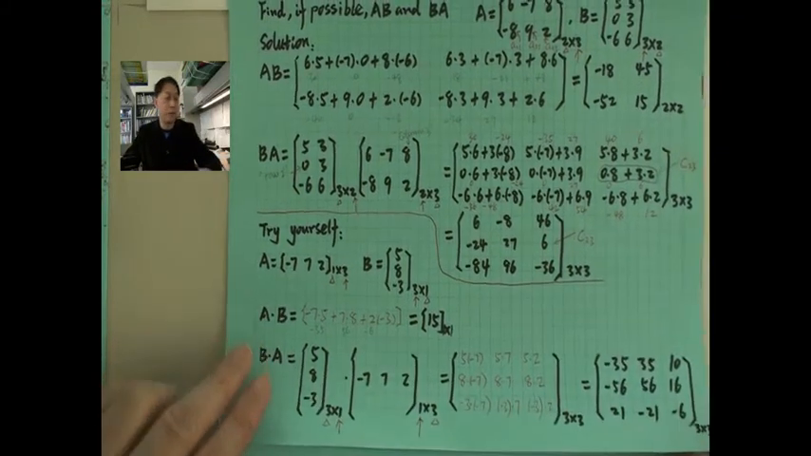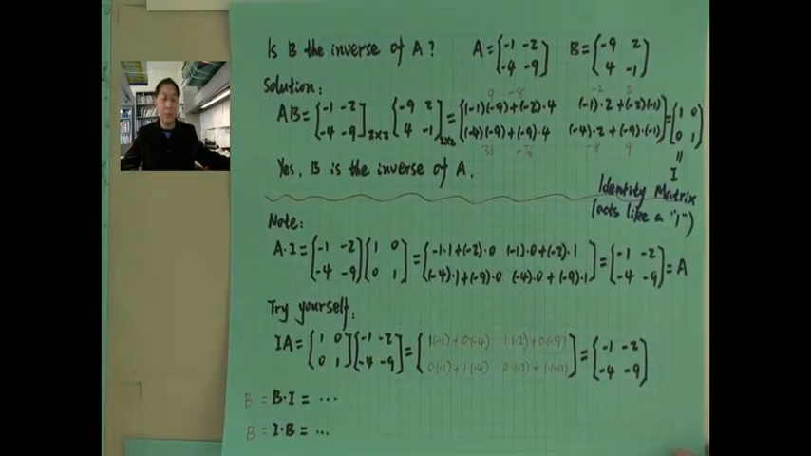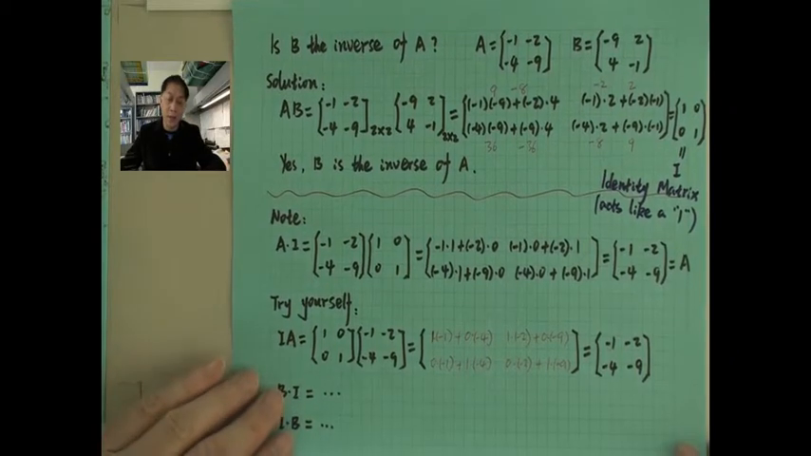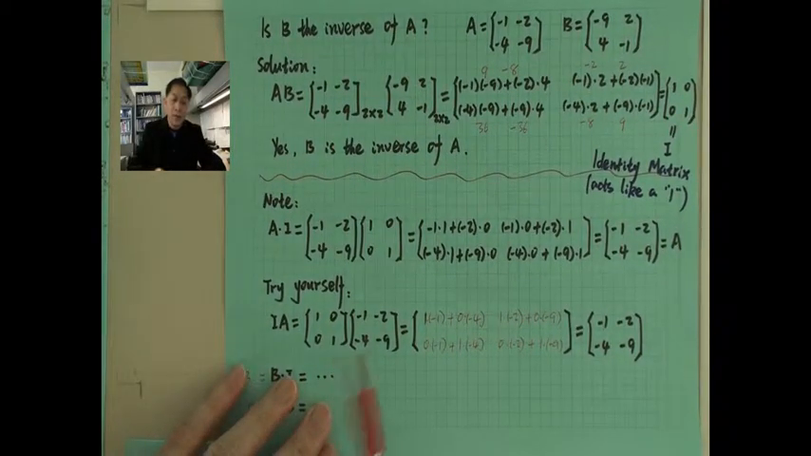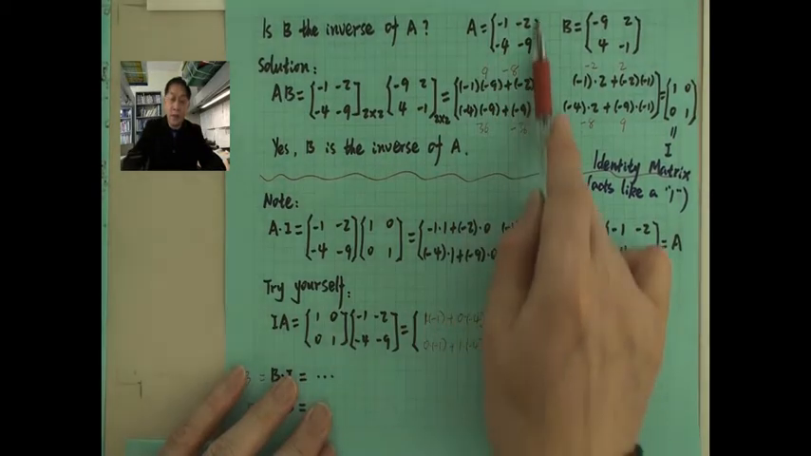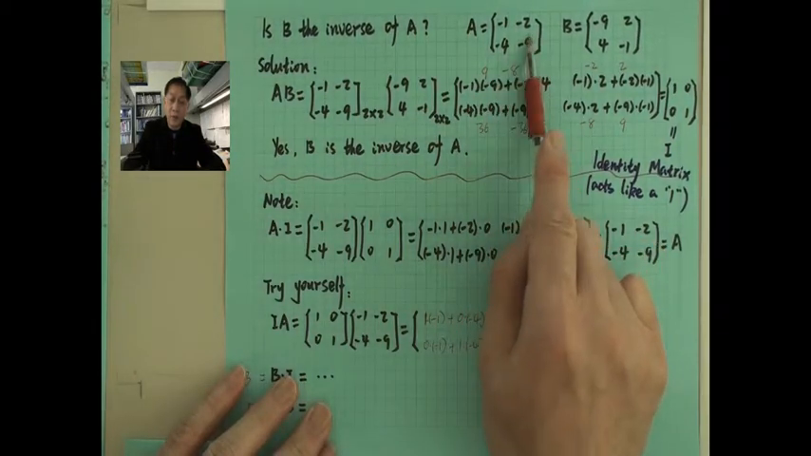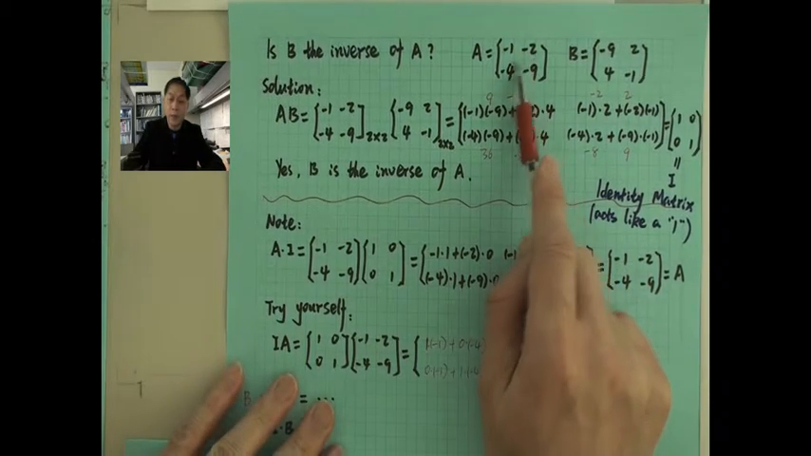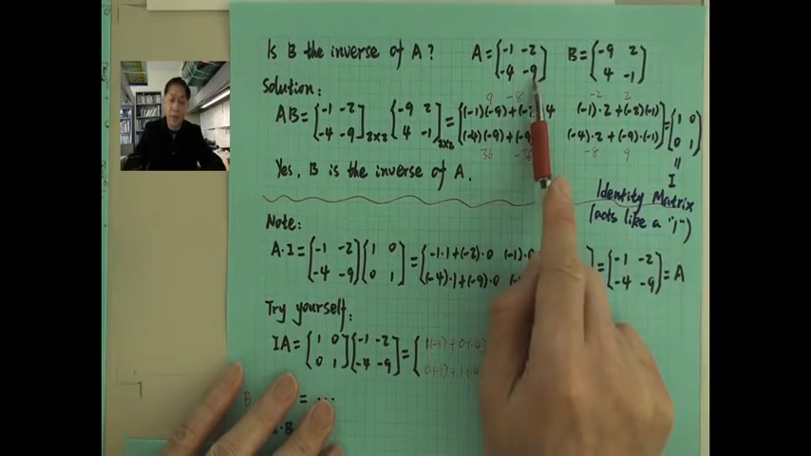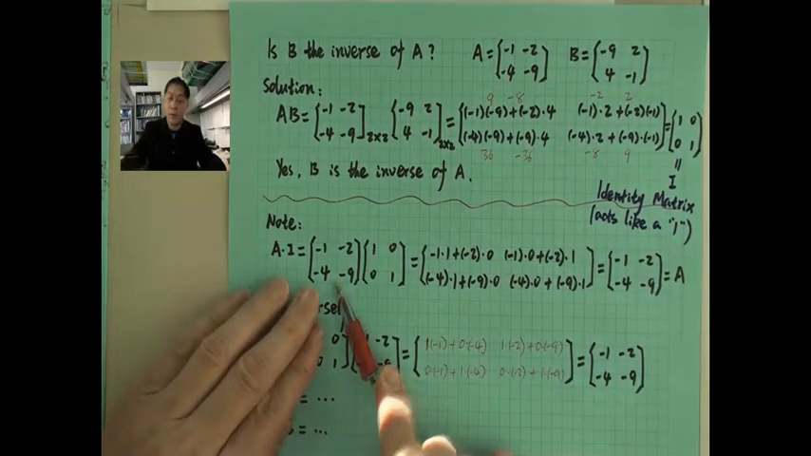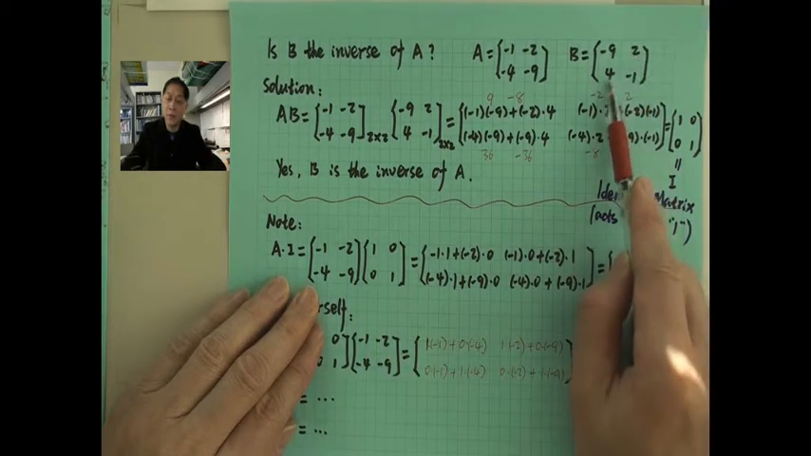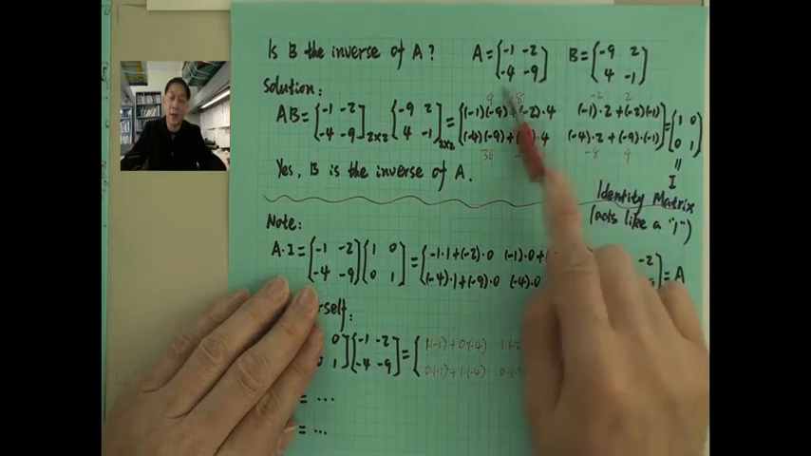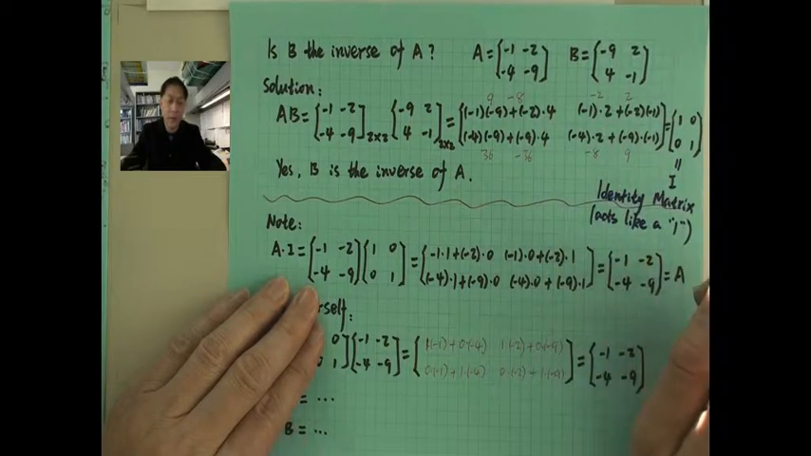Okay, now very importantly is this thing. Let's look at matrix A given here: -1, -2, -4, -9, and B is -9, 2, 4, -1. Those are given.